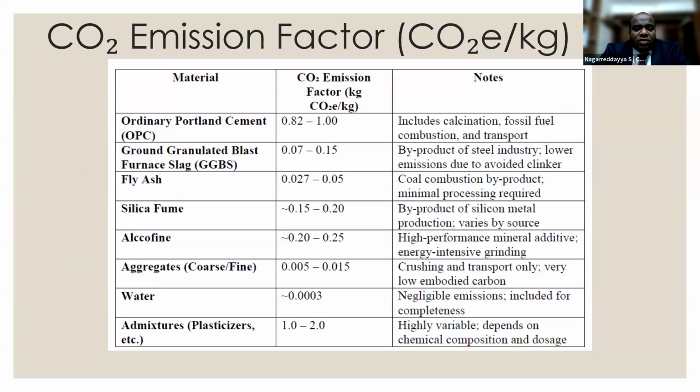So these are the emission factors of each cementitious material. If you see the first line, ordinary Portland cement contributes almost 1 kg of CO2 emission per 1 kg produced. By replacing this cement with GGBS, we can bring it down to almost 0.15 kg of CO2, which means almost 85% of the CO2 emission is reduced. And with fly ash we can reduce far more, almost 95% of the emission.